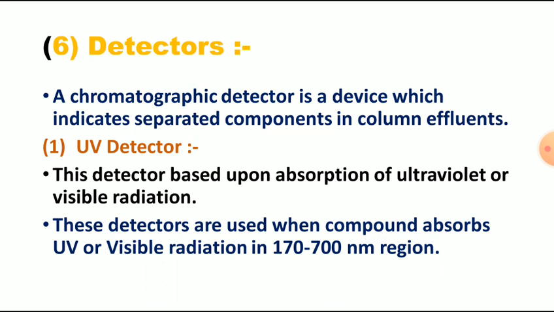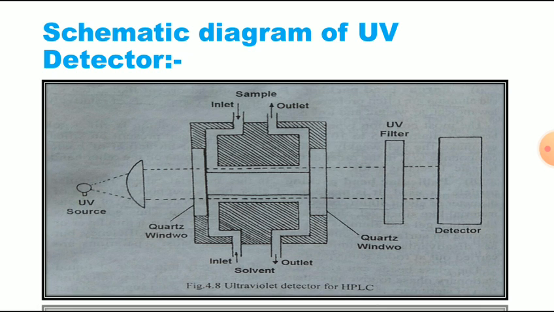Now we will see the schematic diagram of the UV detector. See that diagram. This is the schematic diagram of the UV detector. First we will see the components. This is the radiation source, or you can say UV source. This is the lens. Here in this part there is a sample inlet and outlet. In this part also there is the solvent inlet and outlet.